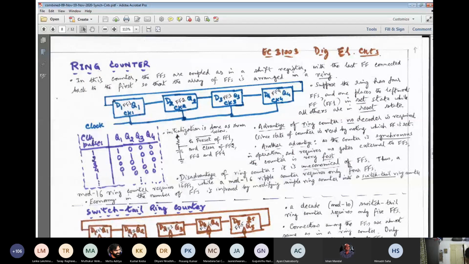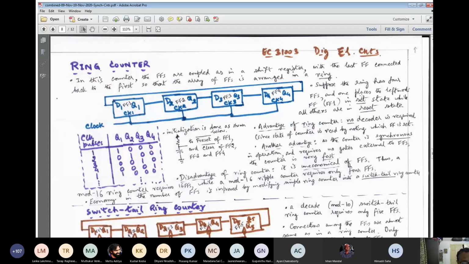Okay, that's all. Now in this ring counter, you see that the array of flip-flops is connected in a ring, because the last flip-flop output is fed back to the input of the leftmost flip-flop. Last means the rightmost flip-flop. Its output is fed back to the input of the leftmost flip-flop, and the clock is driven synchronously to all the clock inputs. So what sort of counter do you get? Why do we call it a ring counter?